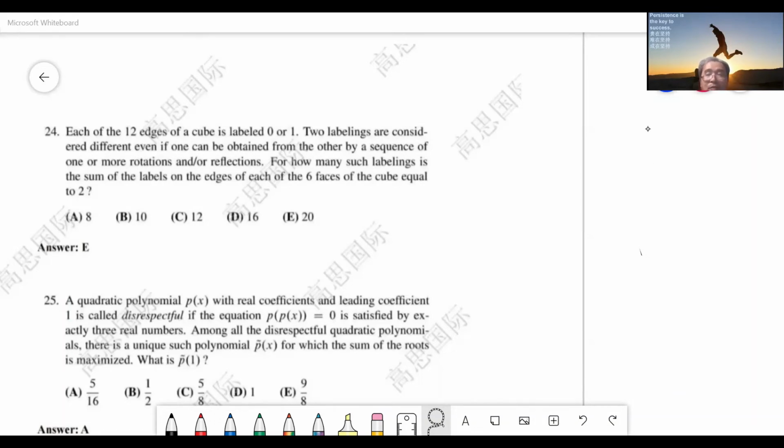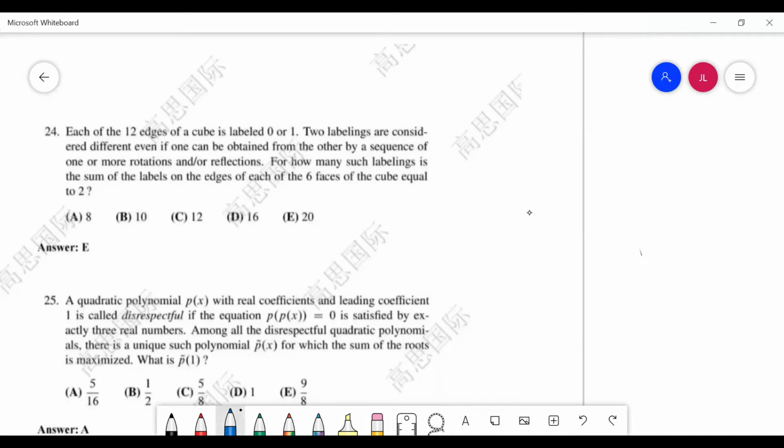Right. I think there are two very important things before we look at the solution. Number one, this sentence: the two labelings are considered different even if one can be obtained from the other by a sequence of rotations or reflections. This just indicates that each of these 12 edges is distinct, so any different labeling is good. We're going to count, right?